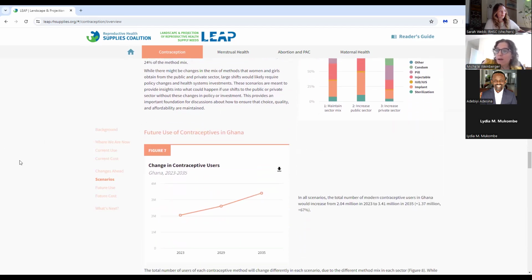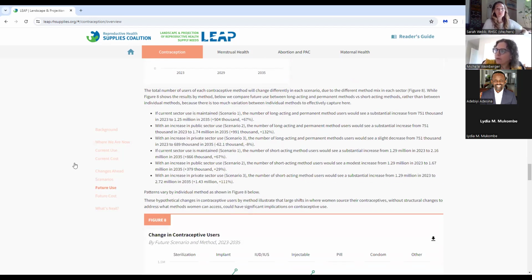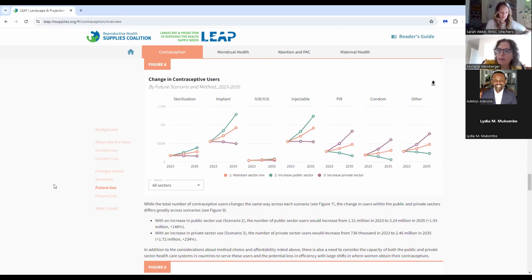So if we look ahead in Ghana at what this means, we see that contraceptive use is expected to increase from about 2 million users in 2023 up to 3.4 million in 2035, so a 67% increase, a fairly rapid growth. And this is a combination of population growth as well as increases in contraceptive prevalence. And so if we layer that growth across our different scenarios, then we can see how changes would happen by method.